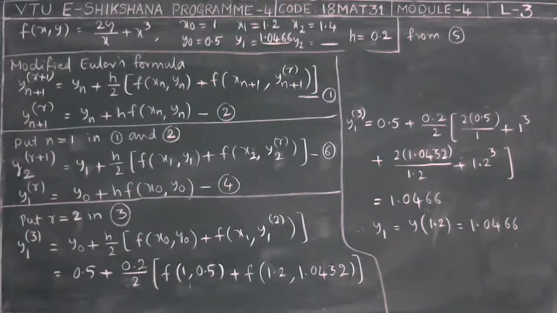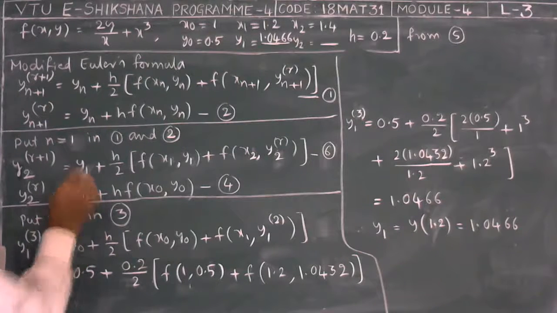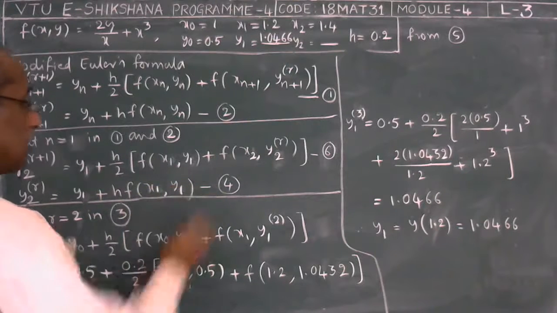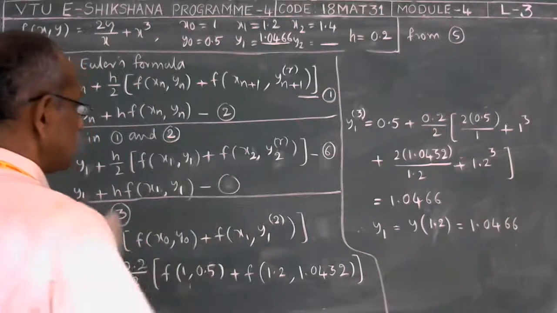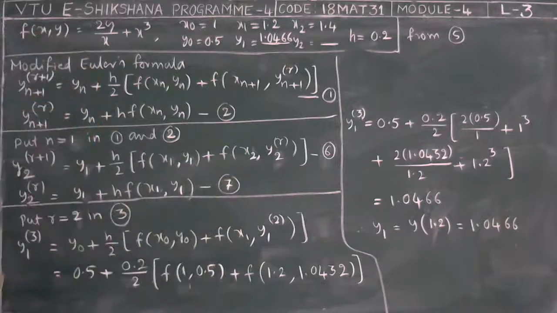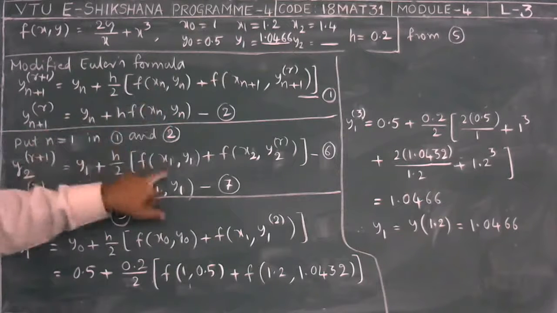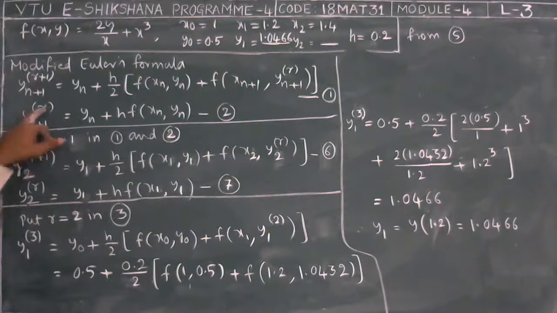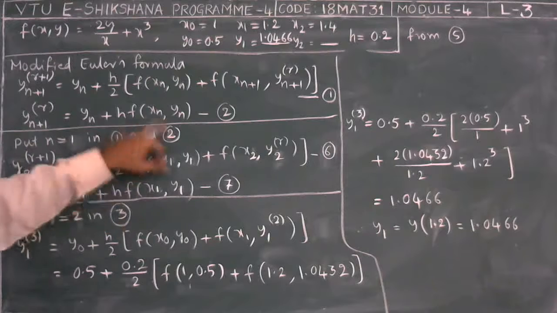Call this equation number 6. Then y2 also becomes, in terms of y1 again, y1 plus h into f of x1 comma y1. Call this equation number 7. I am fixing n equal to 1 now to get y2: y2 (r+1) equals y1 plus h by 2 into f of x1, y1 plus f of x2, y2 (r), where y2 (0) is in terms of y1 plus h into f of x1 comma y1.